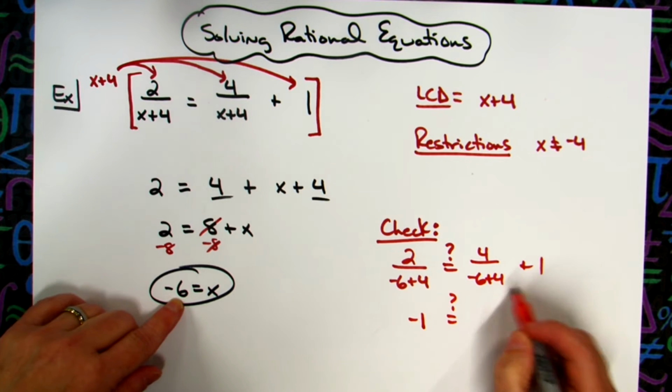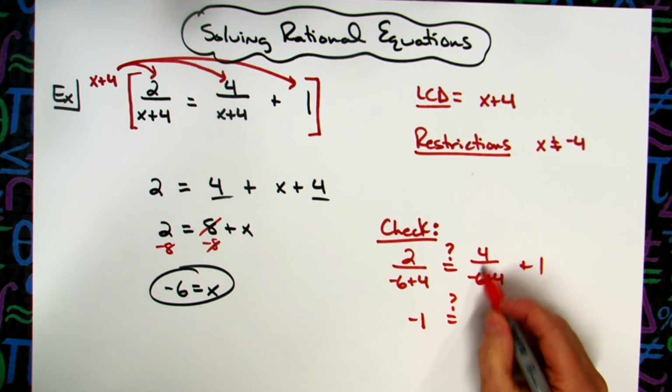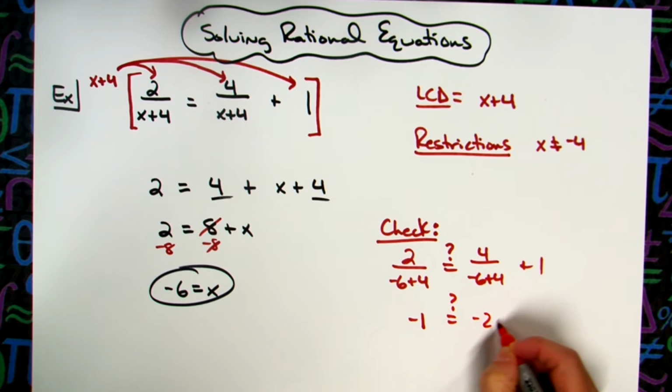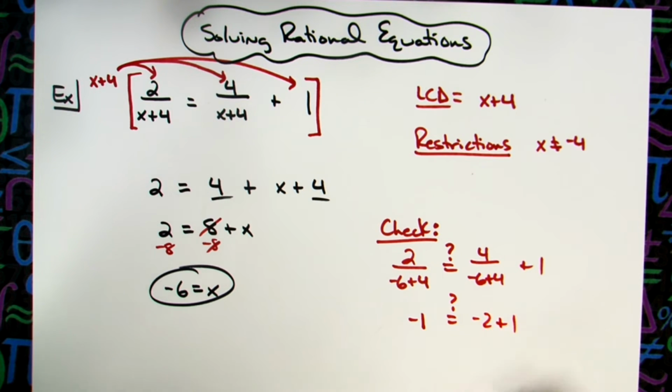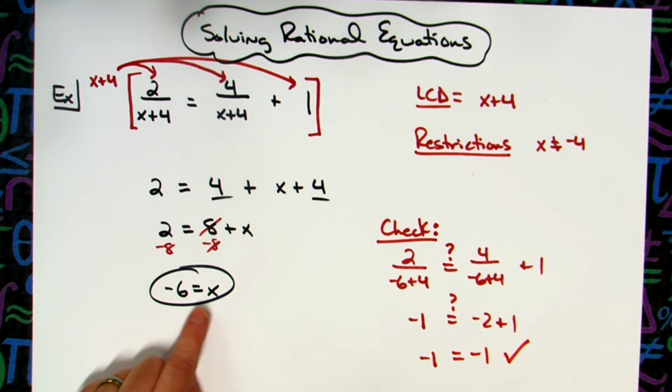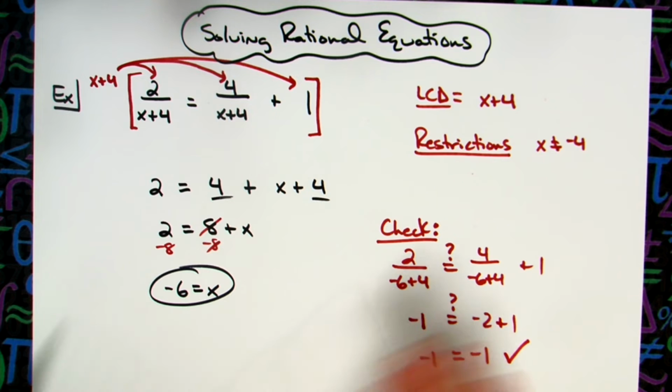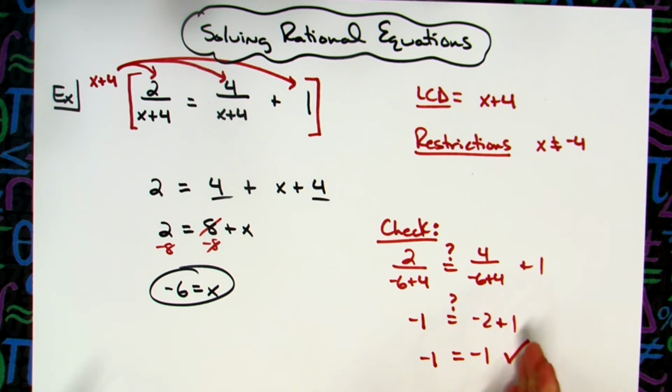All right, is that equal to? This will be a -2, which would make this -2 plus 1. -2 plus 1 is -1. So then, yes, -1 does equal -1. So a solution of x equals -6 is definitely a solution. So you should just always go through that check just to make sure that it really does make the equation true.